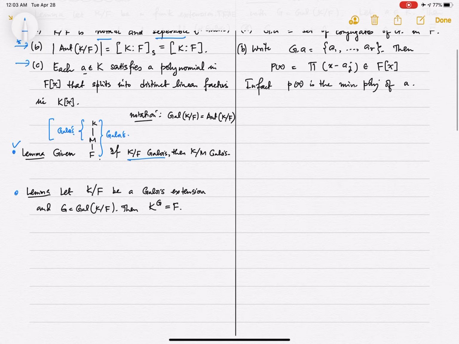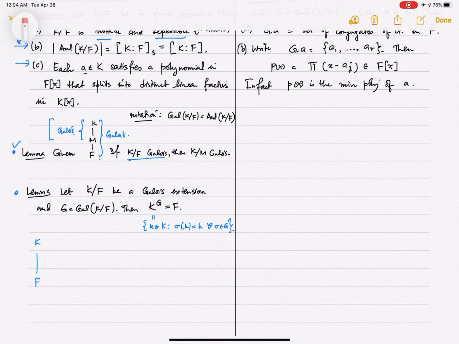The second one says that if you take a Galois extension K over F with Galois group G, then the fixed field, remember this just means all things in K that are fixed by every element of G, is just the base field. So the only things in the bigger field that are fixed by all the elements of the Galois group are the elements of the base field. Of course, by definition, the elements of the Galois group fix the base field. So it says that they don't fix anything more than that. Okay. And let's see why this is true.